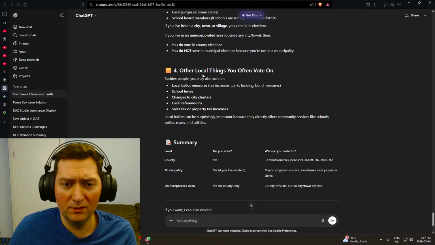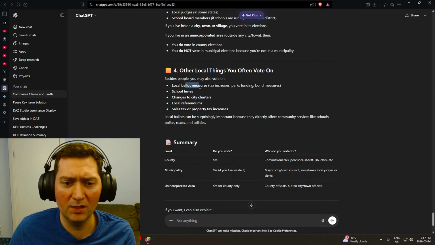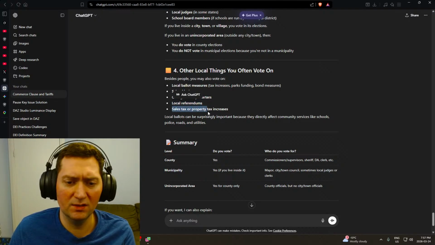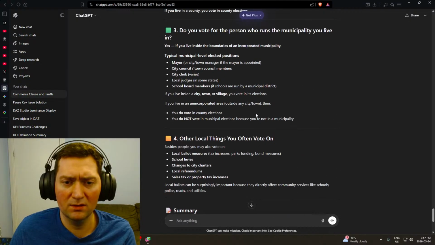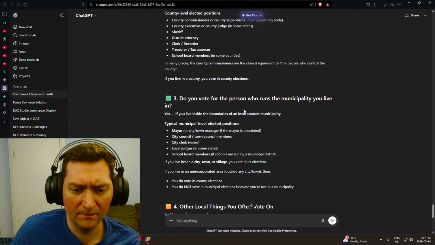Other local things you often vote on: local ballot measures, school levies, changes to city charters, local referendums, sales taxes or property tax increases. Okay.